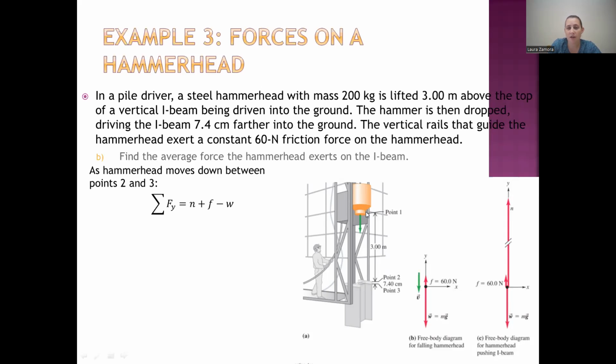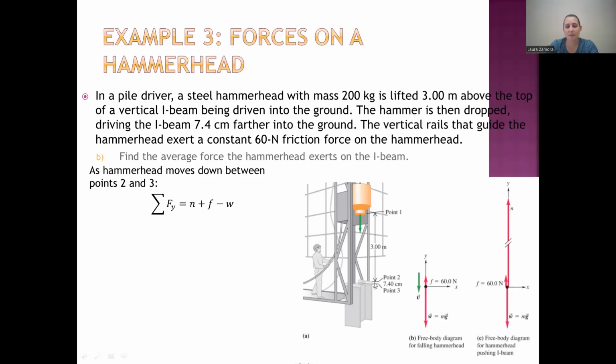So the hammerhead has already fallen down from point 1. Remember, point 2 is right at the top of the I-beam, and point 3 is after it's been driven down that 7.4 centimeters. I know we had the question at the end of yesterday, like, why do we even need that number? We're going to use that number today, right? That's the displacement from point 2 to point 3.